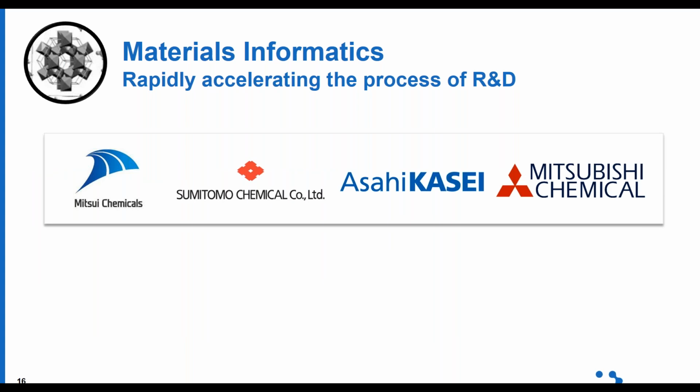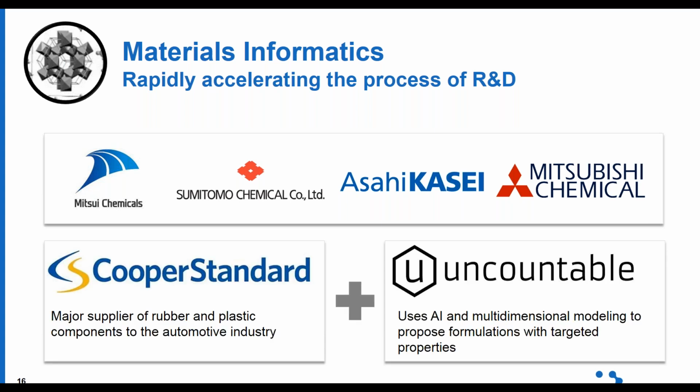We're already seeing adoption. This consortia of Japanese chemical companies recently announced that they were building a shared data platform with the express purpose of using that platform for materials informatics. We've already seen the first successful case studies of this technology as well. Cooper Standard partnered with Uncountable, and they used materials informatics specifically for formulation development. Uncountable was able to take their needed properties and suggest formulations, and they were able to essentially cut their R&D time in half by suggesting a formulation that met their needs. And so this really helps smaller organizations operate more efficiently, make their R&D budget go further, and bring their products to market faster.